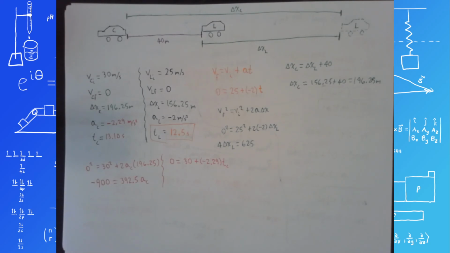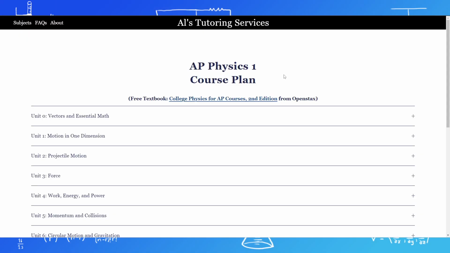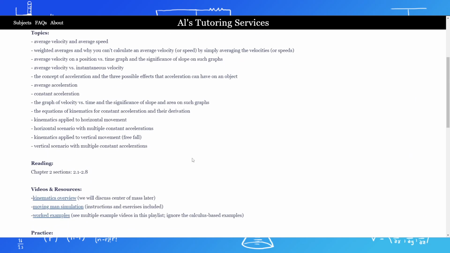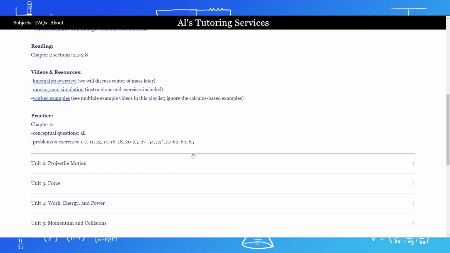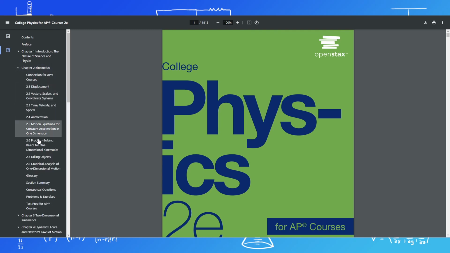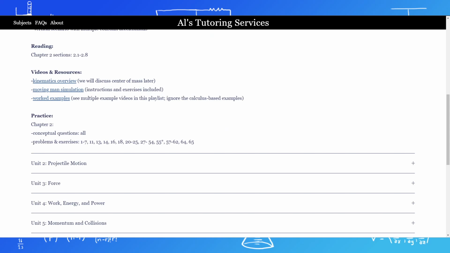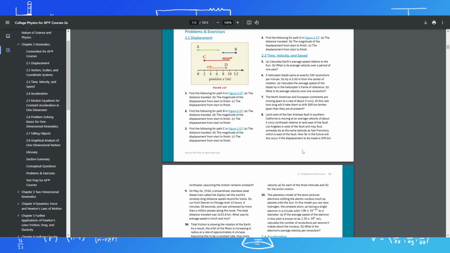Okay, let's switch over to our textbook problems and see what chapter were they in again. Let me check the course plan. They were in chapter 2. Okay, chapter 2. Let's go to problems and exercises. And we were looking at starting from 1 through 7, 11, 13, and so on. Let's read through them and see what we've got.